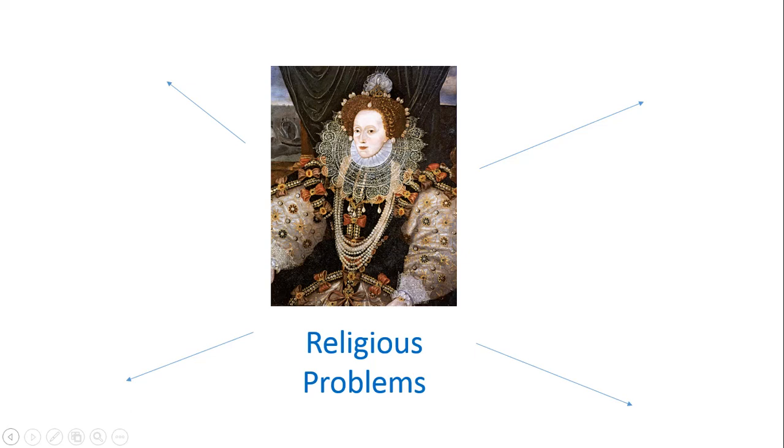So, that is the end of this lesson on religious problems. When we come back in the fourth lesson, we will try and tie all these problems together that we've looked at in the first three lessons to do with Elizabeth's early reign, the problems that she had when she first became queen in 1558, and we'll have a look at how we might answer an exam question in relation to those problems.